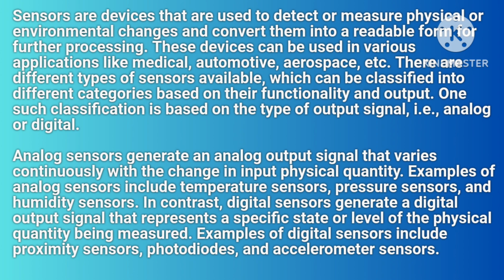One such classification is based on the type of output signal, that is, analog or digital. Analog sensors generate an analog output signal that varies continuously with the change in input physical quantity. Examples of analog sensors include temperature sensors, pressure sensors, and humidity sensors. In contrast, digital sensors generate a digital output signal that represents a specific state or level of the physical quantity being measured. Examples of digital sensors include proximity sensors, photodiodes, and accelerometer sensors.